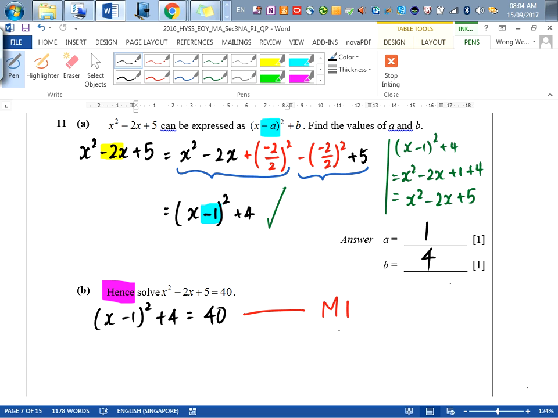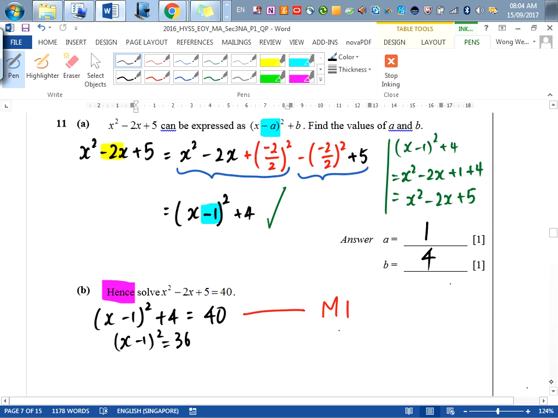Yeah, how do you move the 4 over? Minus 4 on both sides. So we get (x minus 1) squared equals 40 minus 4. Okay, so I'll just save some space, I'll write 36. Then how? Should I expand? Then I get ax squared plus bx plus c equals 0. Then I use my quadratic formula.